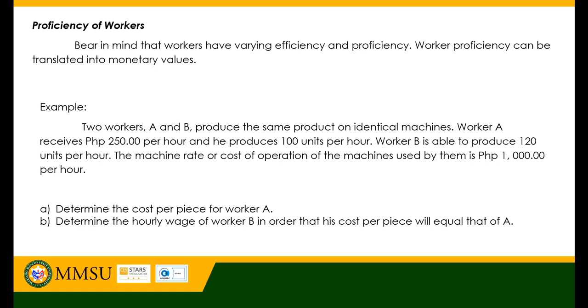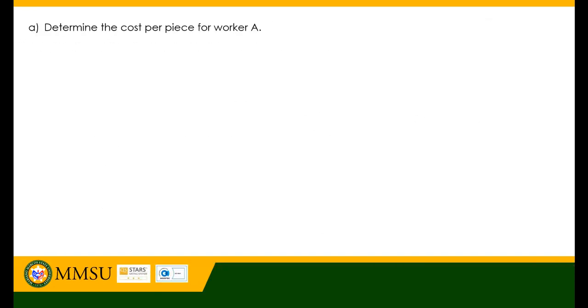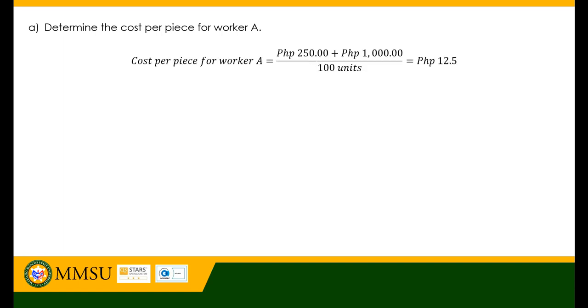Okay. Determine the cost per piece for worker A. And determine the hourly wage of B in order that his cost per piece will equal that of A. So magkano kaya ang hourly wage ng B para yung cost ng per piece will be equal to that of the worker A. Letter A. Determine the cost per piece for worker A. Kaya yan. Simple lang naman.